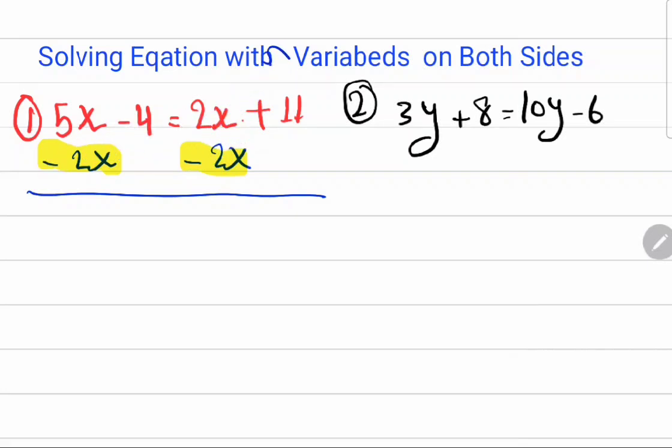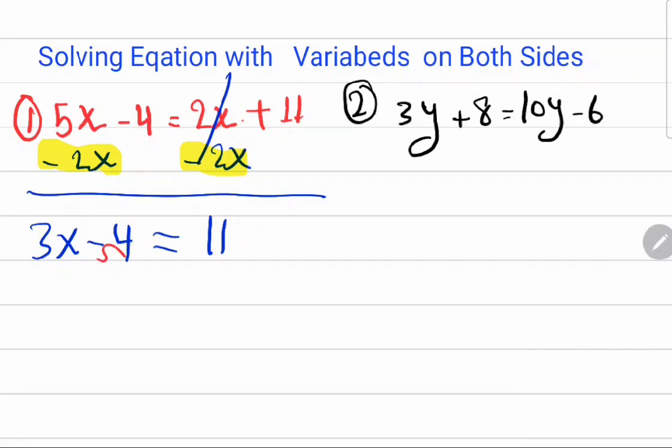Now on the right side of the equation, we have positive 2x and then minus 2x. So these two x's cancel each other out, and we are left with 11 on the right side of the equation. And then on the left side of the equation, we have 5x minus 2x. So we can subtract those like terms. That's going to give us 3x. And then we can bring down the rest of the left side here, so minus 4. So now we have 3x minus 4 equals 11. And that variable is on one side. We have it on the left side only now. And now we can solve.